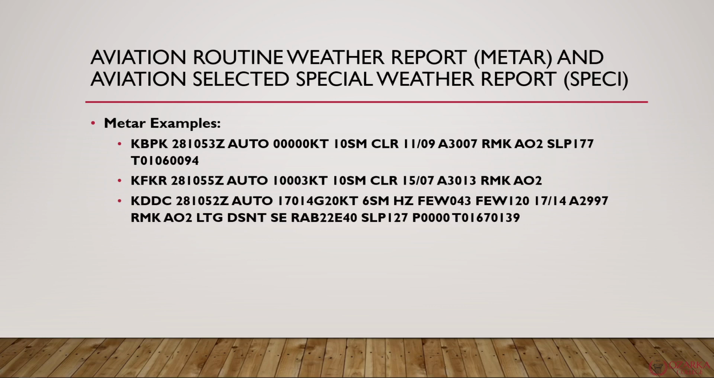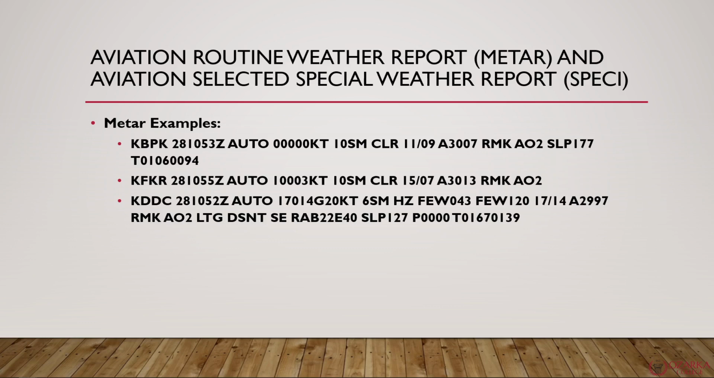So this METAR comes from the Delta Charlie Airport. It's from the 28th at 10:52 Zulu. It is an automated report. The winds are 170 at 14 knots, gusting 20 knots. There are 6 statute miles of visibility, and haze is reducing the visibility. There are a few clouds at 4,300 feet. There are a few clouds at 12,000 feet. The temperature is 17. The dew point is 14.